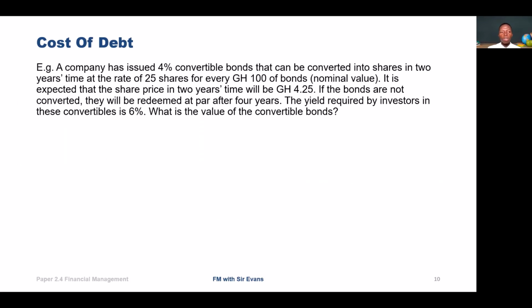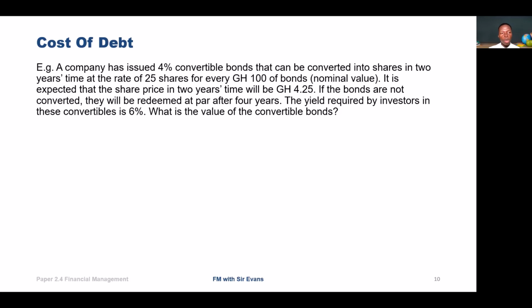There is a question which I would like us to look at. The company has issued 4% convertible bonds that can be converted into shares in 2 years' time at a rate of 25 shares for every 100 cedi of bonds. It is expected that the share price in 2 years' time will be 4.25. If the bonds are not converted, they will be redeemed at par after 4 years. The yield required by investors in these convertibles is 6%. What is the value of these convertible bonds?